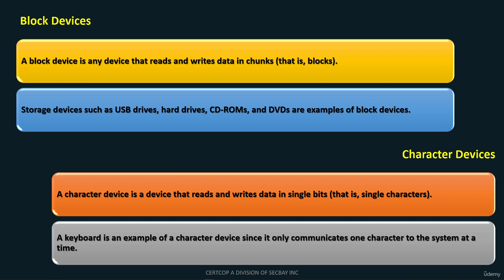A character device is a device that reads and writes data in single bits or single characters. A keyboard is an example of a character device because it only communicates one character to the system at a time. And character devices can be read and written to without buffering, for example, the system serial ports /dev/cua0 and /dev/cua1.